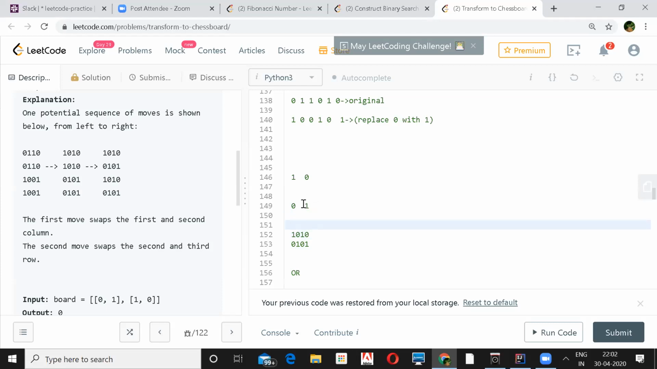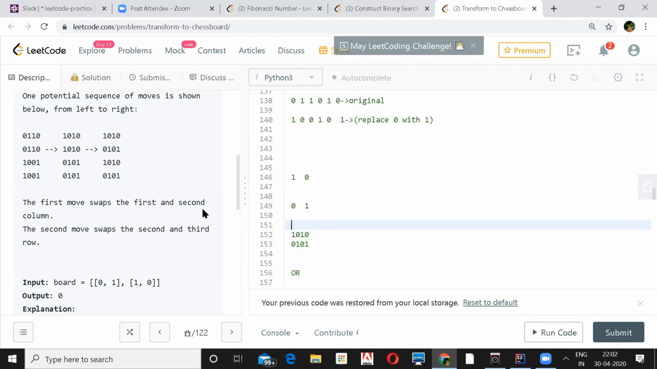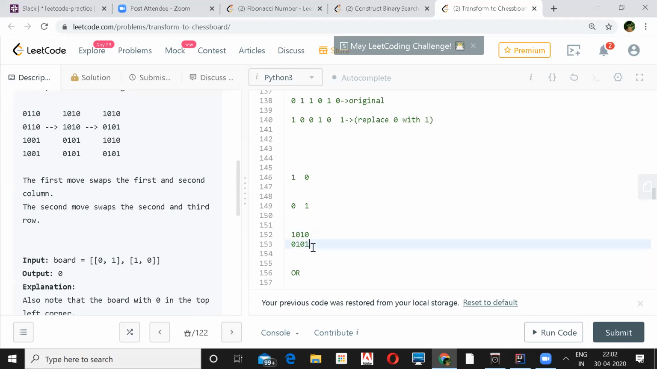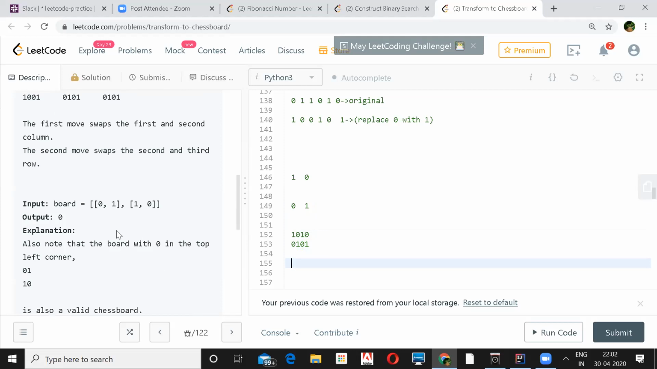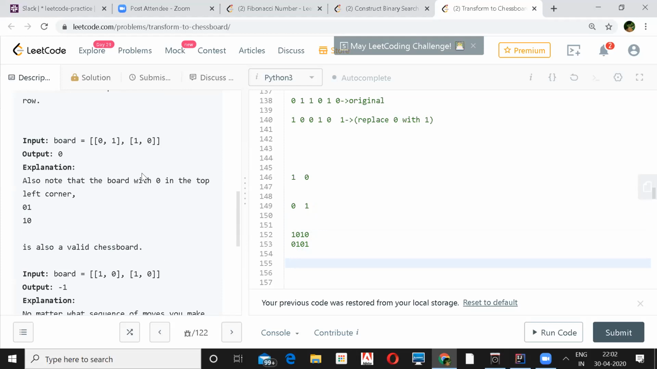No, the output is 0 for that, right? That means there is no need to transform. It's already valid, no need to swap anything. It's a valid chessboard. Yeah. The output we have to return is the number of swaps, the minimum number of swaps.